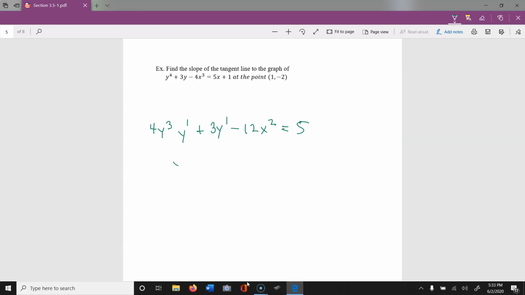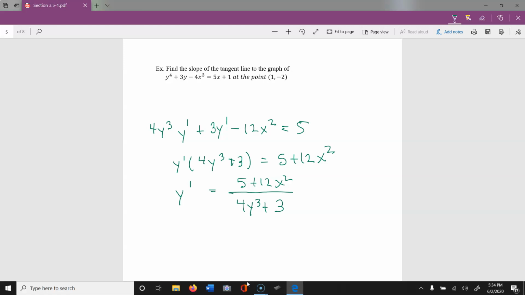So what I'll do is I'll factor out a y prime from each term, like this. And then I'll bring that 12x squared to the right side, and then I'll just divide off. So y prime is equal to 5 plus 12x squared, all divided by 4y cubed plus 3. Okay? And now if I make the substitution, I'm going to take this point and substitute it. When I make the substitution, I usually just draw a vertical line like this with the point right down here. It just means I'm ready to substitute.